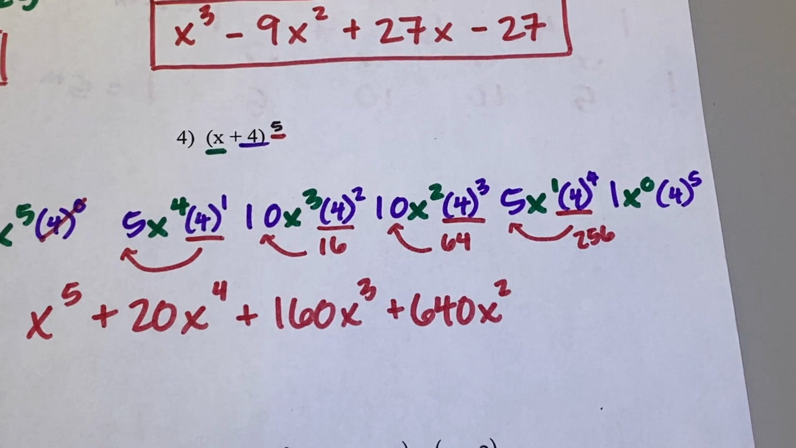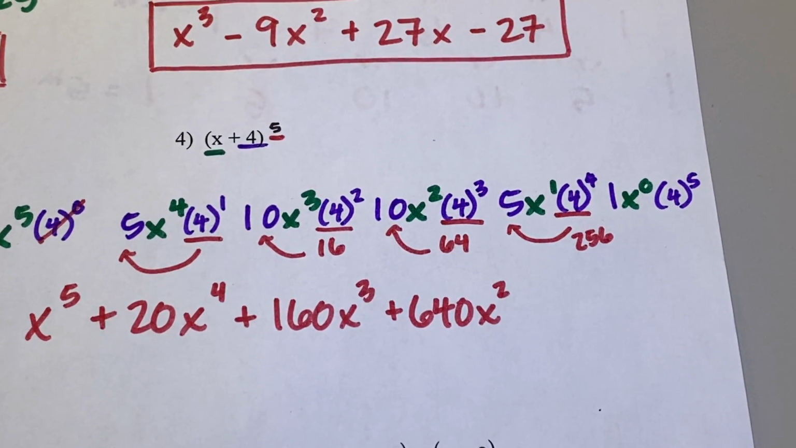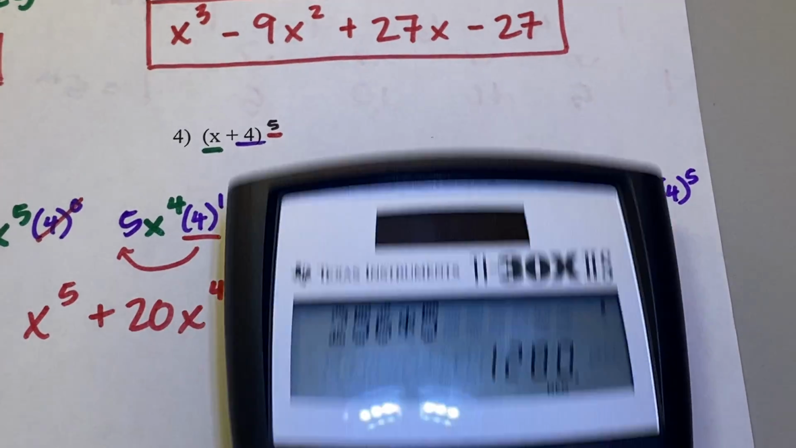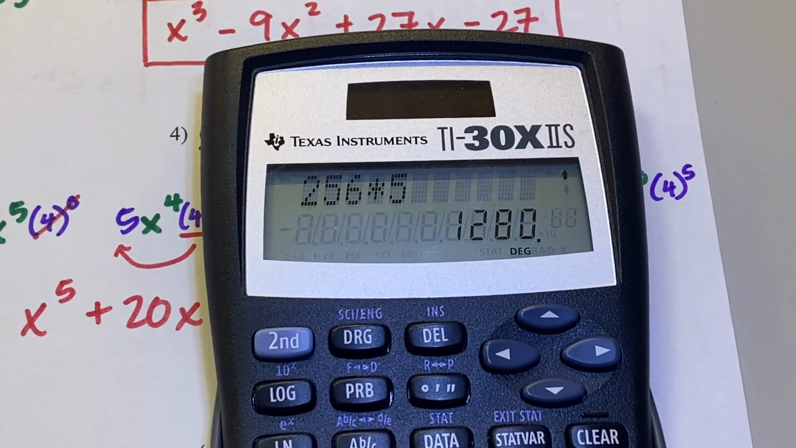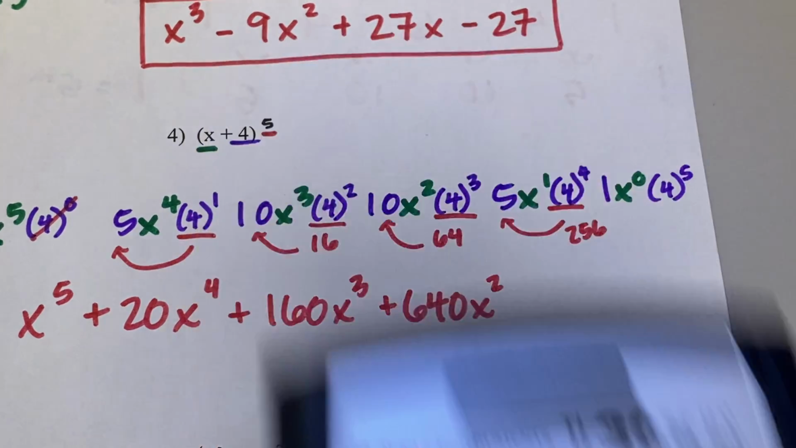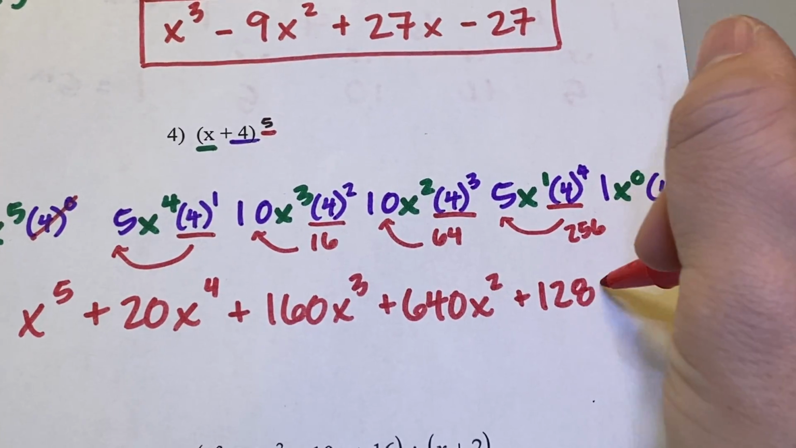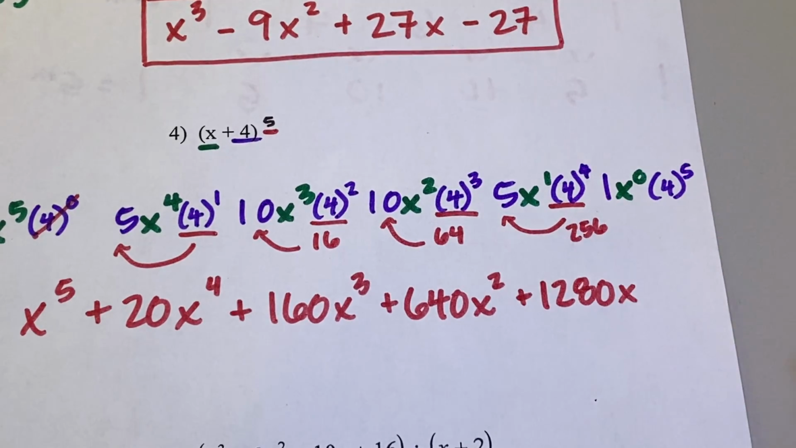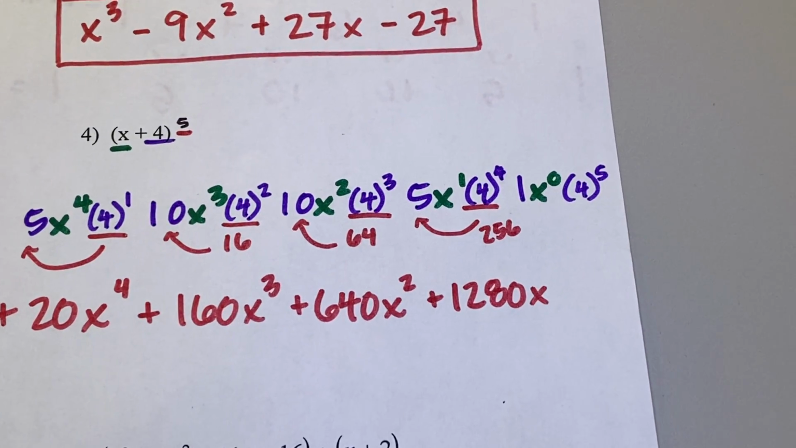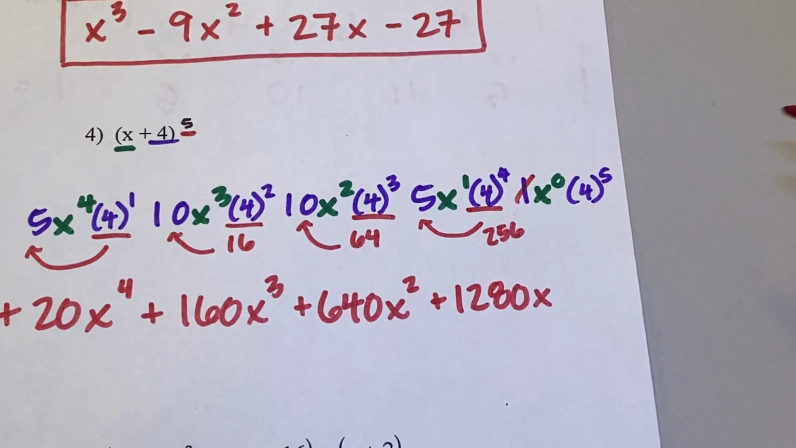Oh my goodness. Oh, that's a lot. Wait, I got something different. Never mind, yeah. 1,280. Okay, plus 1,280 with just 1x. We're almost done. We don't care about 1, and we don't care about x to the 0 because that's also 1.